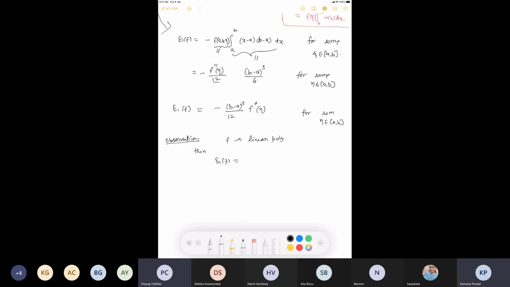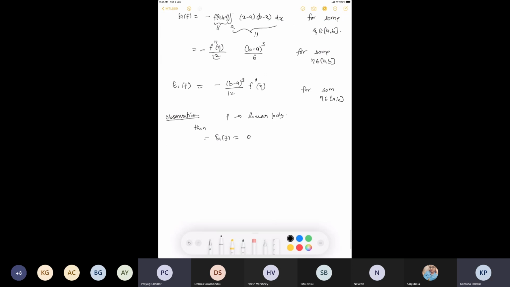This is going to be 0. So the error is 0, meaning what? This error is nothing but I minus I1f. If this is 0, this means that I equals I1f, right? So this means that your trapezoidal rule is exact for the linear polynomial of degree less than or equal to 1.